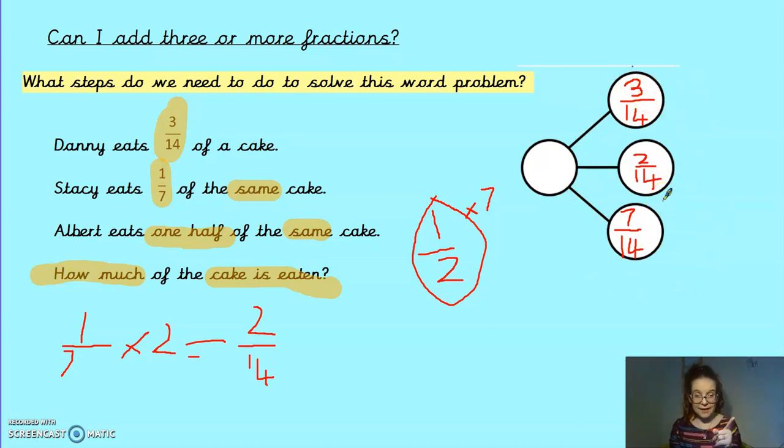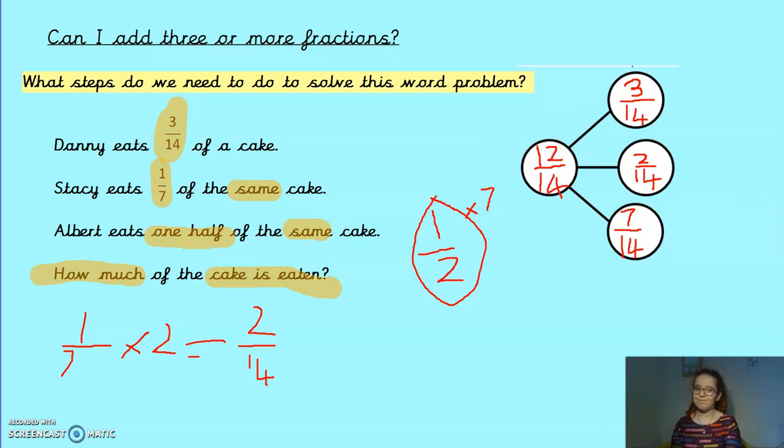Right, now I've got my part whole model, and I've represented how much each person has eaten of our same cake. Remember, it's one cake that we're talking about here. So what do I need to do now? Well, now I need to add together everybody's portion of cake. So I know that my denominator is not going to change. There are still 14 parts. I'm now imagining 14 slices. So how many have I got all together? There we go. I've got 3 plus 2, which is 5, plus 7, which is 12. So now I know that altogether they ate 12/14 of this cake.